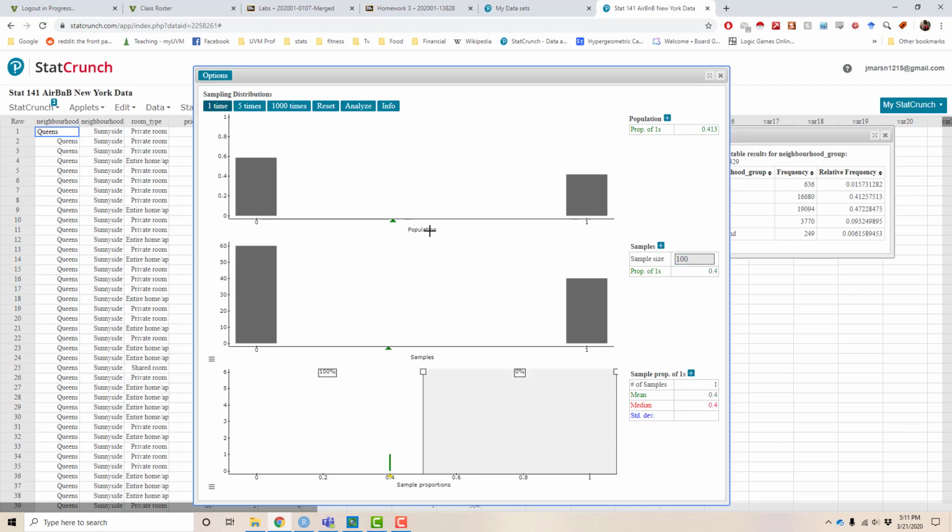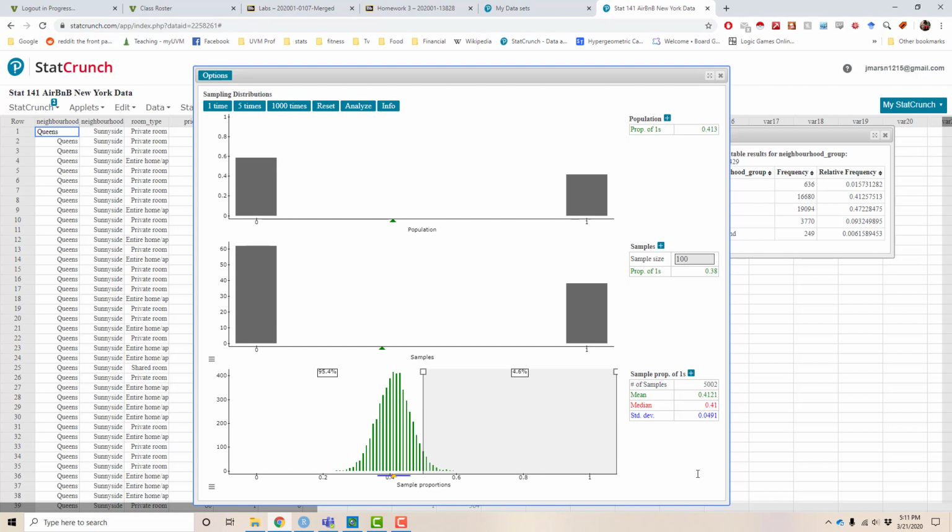Again, if you click one time, took 100 apartments, got a sample proportion of 40%, dropped down a marker at 0.4. Did it again, took a sample of 100 apartments. This time we ended up with a sample proportion of 35%, so places a marker at 0.35. So let's do this 5,000 more times.